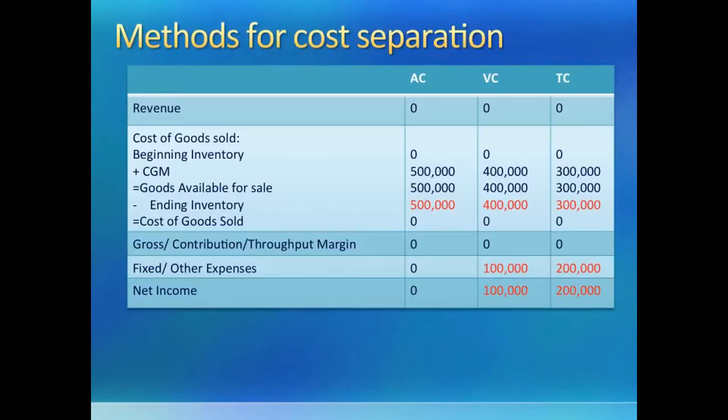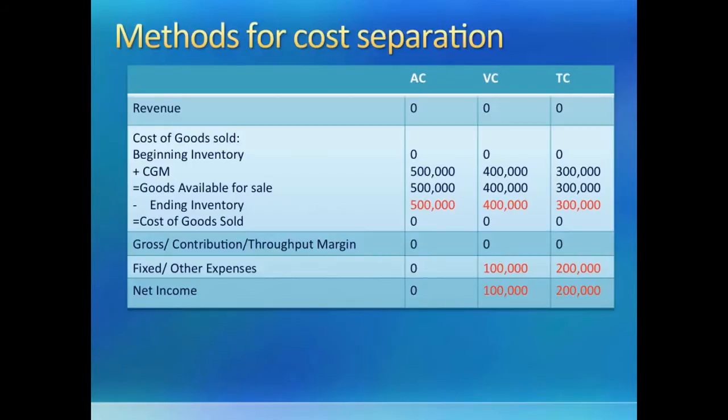So here, under absorption costing, which is the first column, we have got revenue of 0 since we sold nothing. As a result, our cost of goods sold is beginning inventory of 0 plus cost of goods manufactured. Remember, we spent $50 per unit for 10,000 units, so 500,000. So we have $500,000 worth of goods available for sale. Since all of it becomes our ending inventory under this method, our cost of goods sold turns out to be 0, gross margin is 0, all other fixed expenses are 0, and net income is 0.